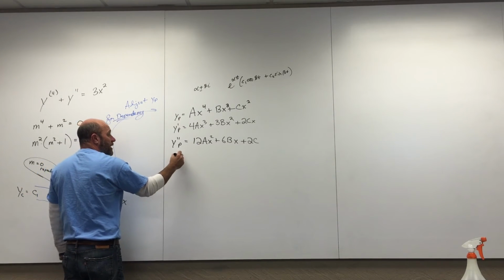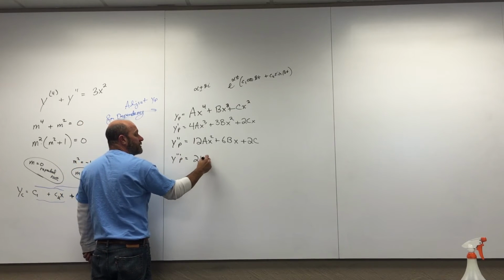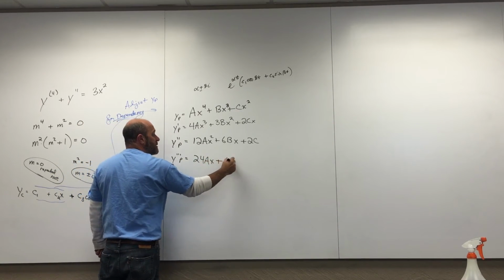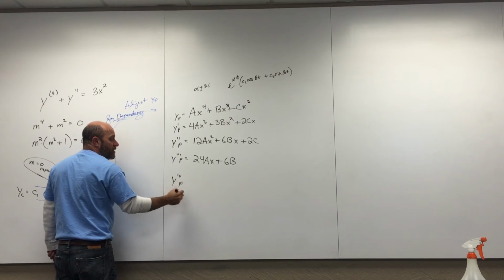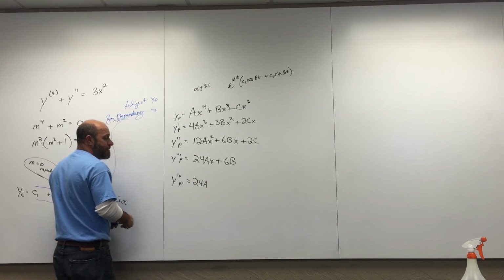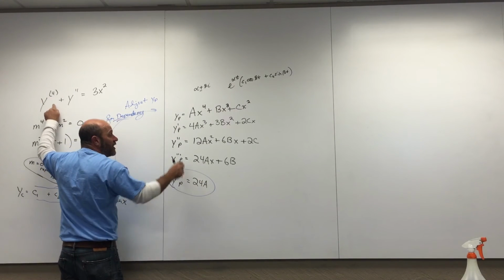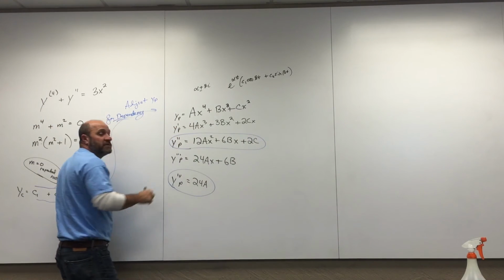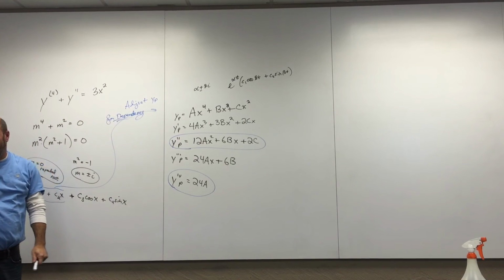Let's see, Y triple prime: 24ax, 6b. But I really need Y fourple prime. Y fourple prime is 24a. And this is what I need, one of those and one of those. That's what my left-hand side is. I'll plug them in and I'll equate it to the right-hand side.